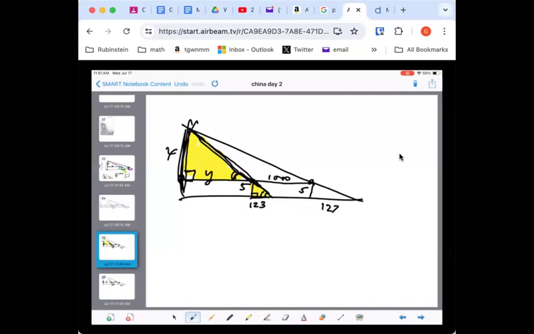Does anyone know what you do with similar triangles usually? When you have similar triangles and variables and stuff, what do you usually do? What type of equation? I need something with an equal sign. And what is it? Something equals something. Hint? Some fraction equals some fraction. What is it? It's going to utilize the x and the y and the 5 and the 123. How so?